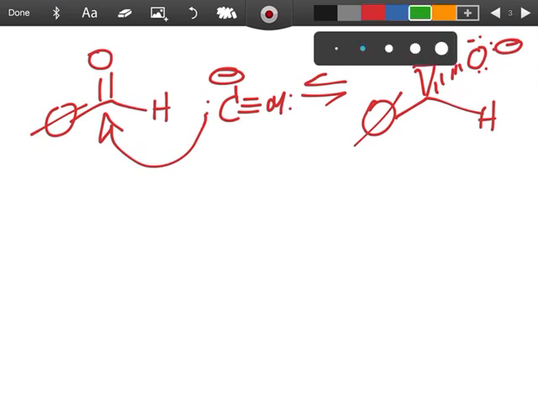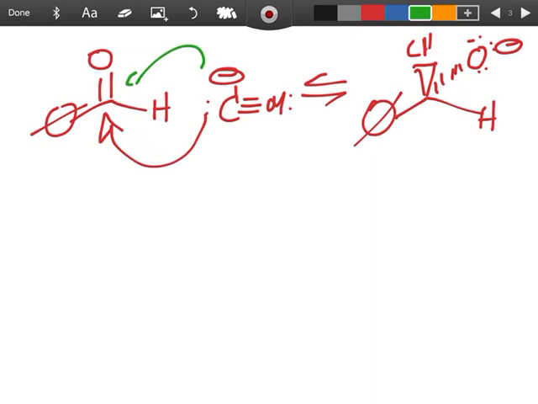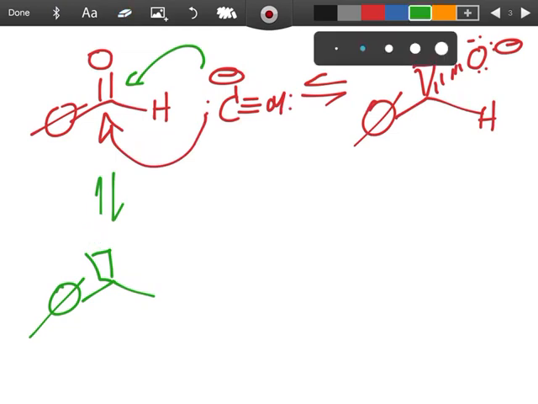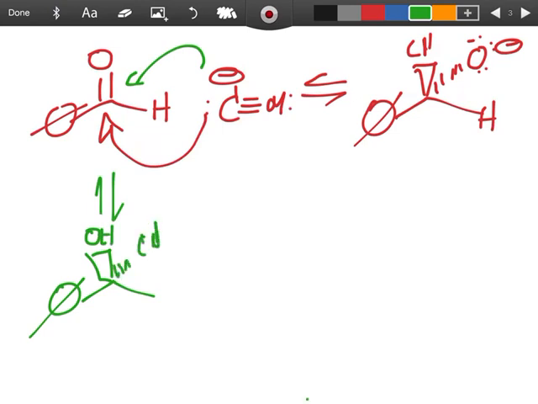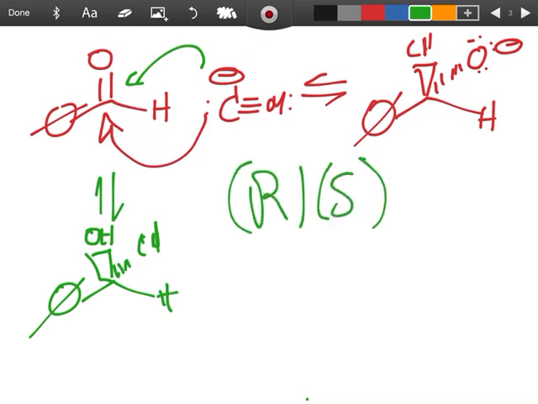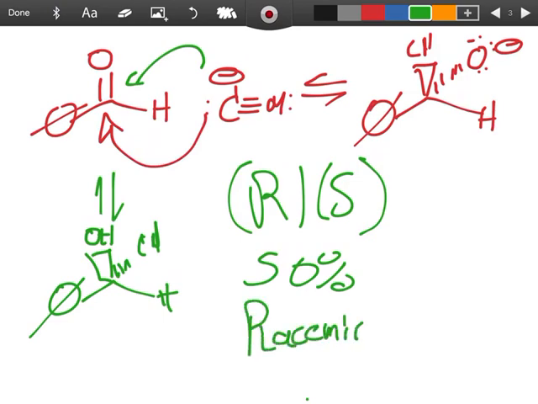Or it can also go and attack the other way, and in this case what we would have is something different, and it would be like that. So now on the front what we're going to have is the alkoxide, and at the back the cyanide. So one would be the R, and the other one would be the S, and we have 50% chances to get either one or the other. And what we know as this is the racemic mixture.